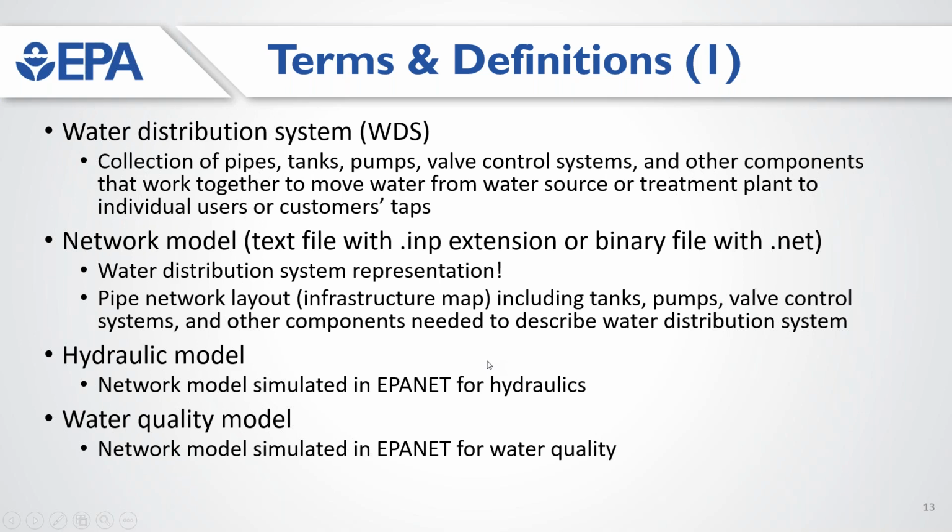The hydraulic model is the actual network model that is simulated in the EPANET for the hydraulic status. And then the water quality model is the network model that is simulated for water quality.